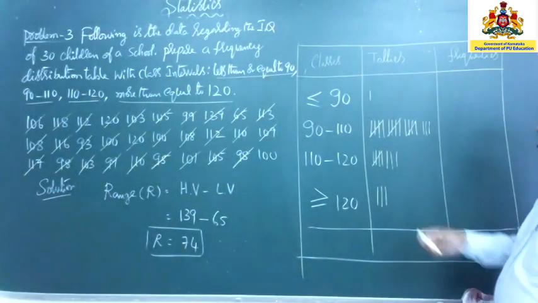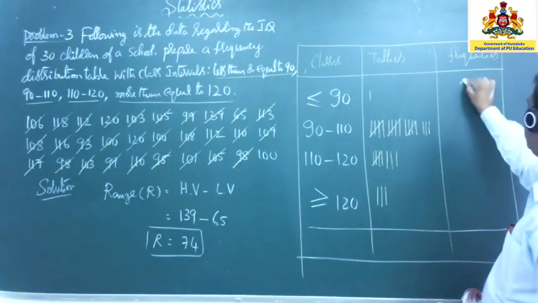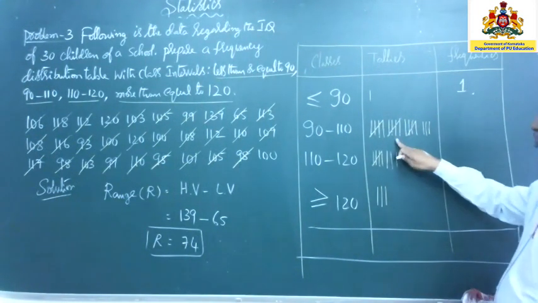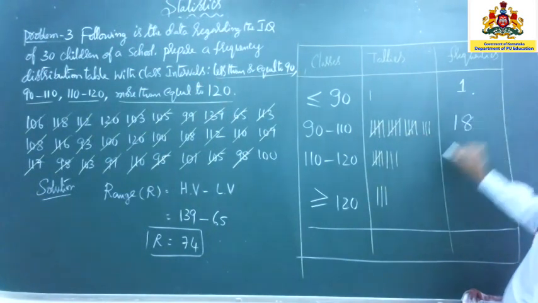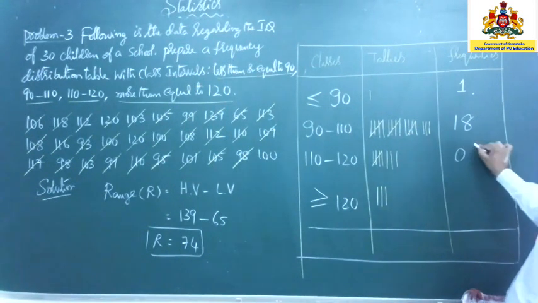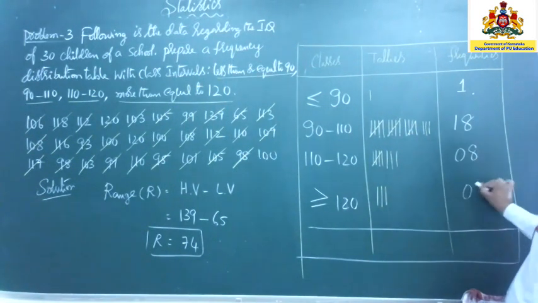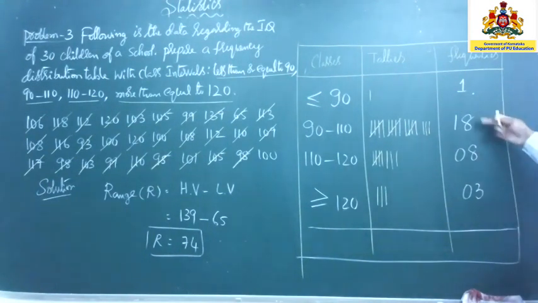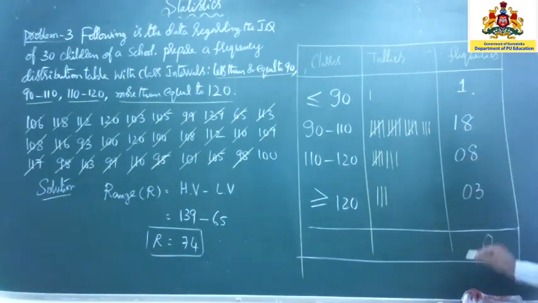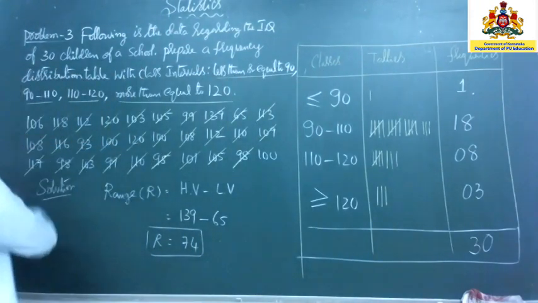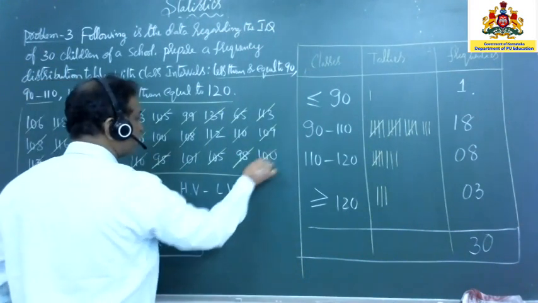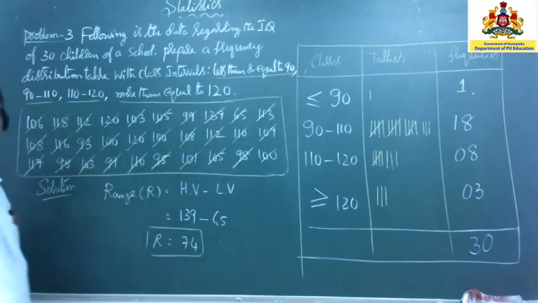All the tallies you have to count and write in the form of frequency. It is 5. Next 5 plus 5, 10. 10 plus 5, 15. 15 plus 3 is 18. 5 plus 3 is 8. Next one is 3. 3 plus 8, 11. 11 plus 8, 19. 19 plus 1 is 20. If you observe this data, the total number of values is 30.